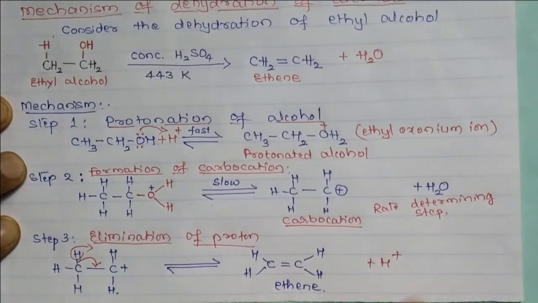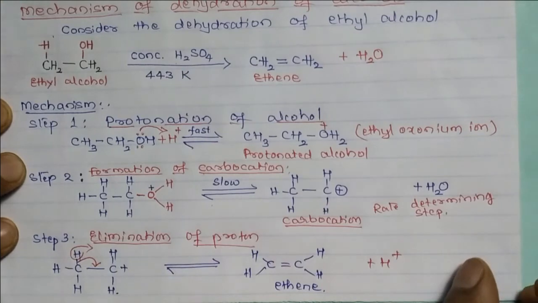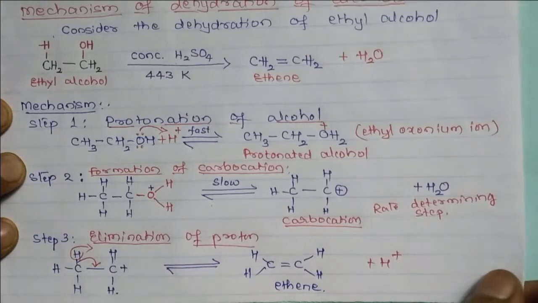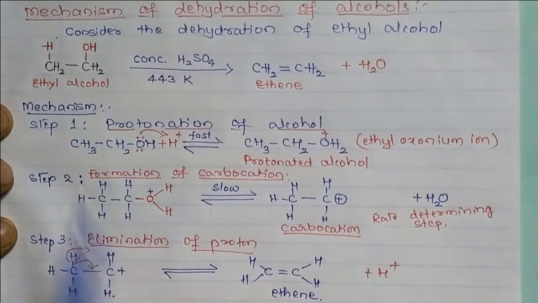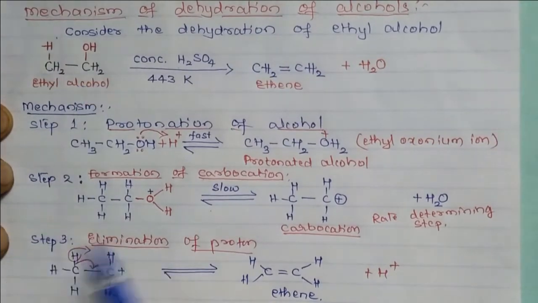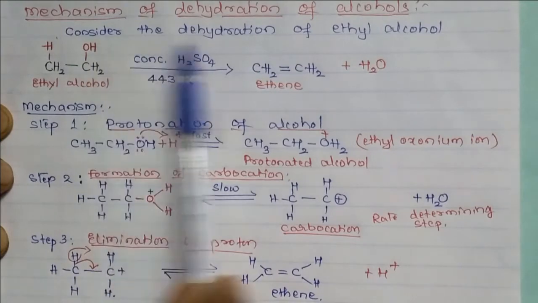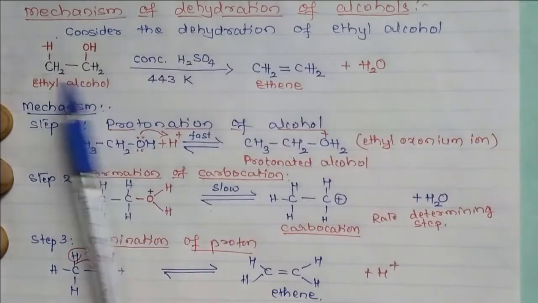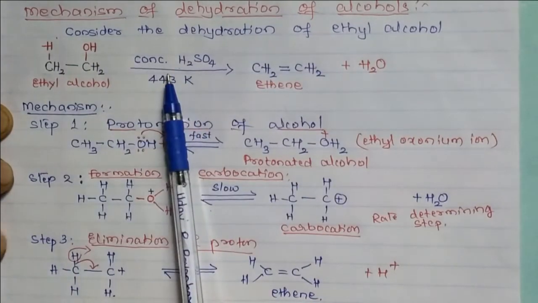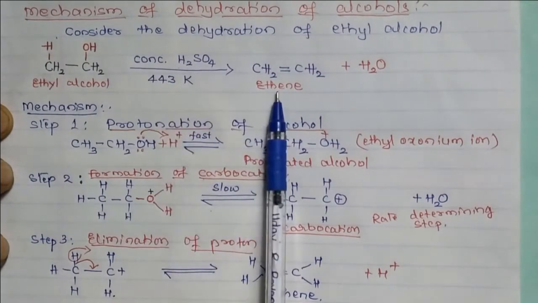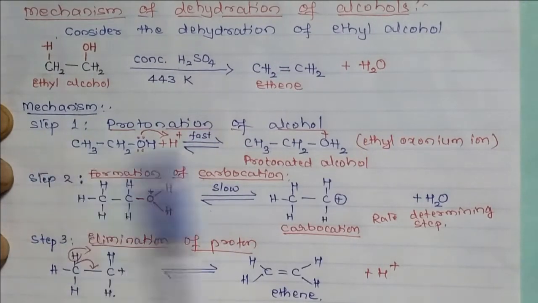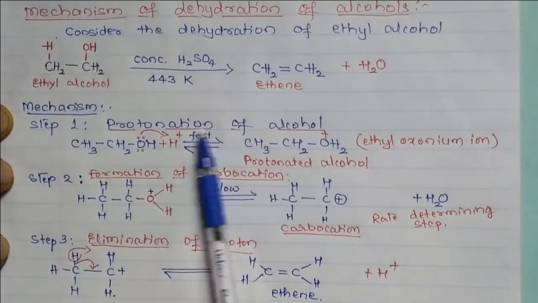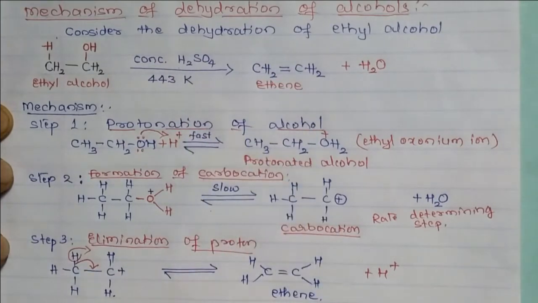This is the mechanism of dehydration of alcohol. Whenever mechanism is asked, you have to write all these things. Consider the dehydration of ethyl alcohol. Ethyl alcohol, in the presence of sulfuric acid at 443 Kelvin, ethene is formed. Mechanism: the first step is protonation of alcohol.